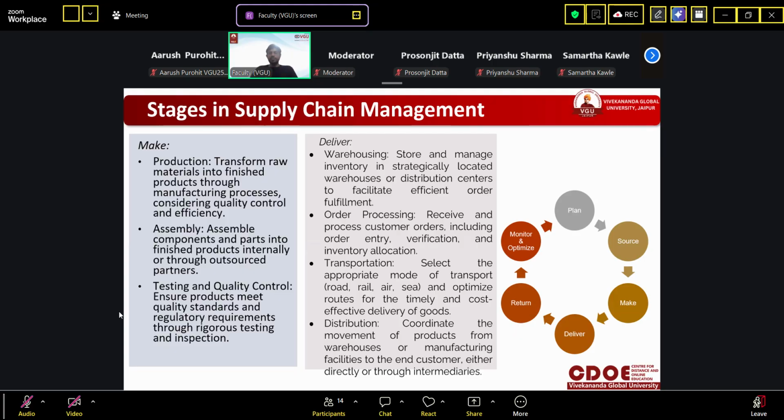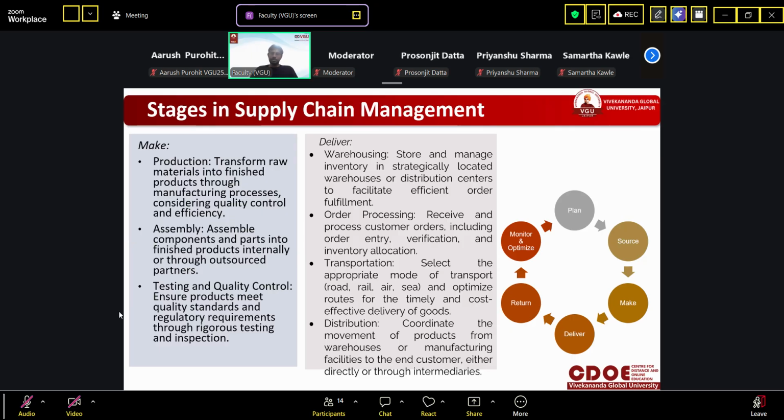In the delivering part, where you are going to store that product is warehousing. In order processing, how we are going to provide that kind of platform, so they start order processing, receiving and processing customer orders, including order entry, verification, and inventory allocation. In transportation, they select the appropriate mode of transport, like road, rail, air, or sea, to optimize the route for timely and cost-effective delivery of goods.